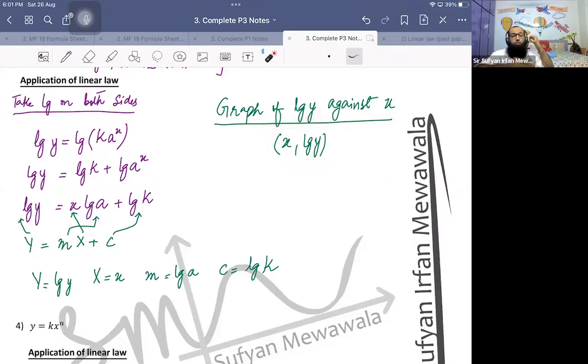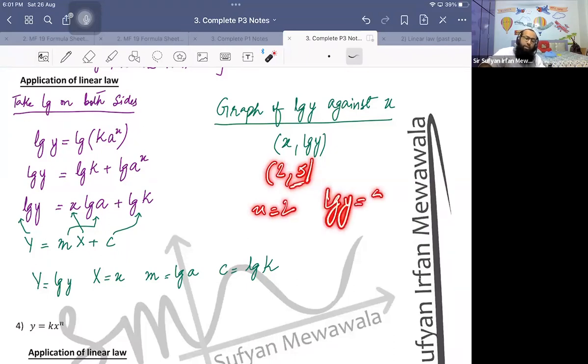So even if the coordinates are given by the examiner, the first coordinate will be the value of x. The second coordinate will not be y. It will be LGY. So let's suppose 2 comma 5 is written, then the value of x is 2 and this 5 is not the value of y. This is the value of LGY. So LGY equals 5. X equals 2 and LGY equals 5.